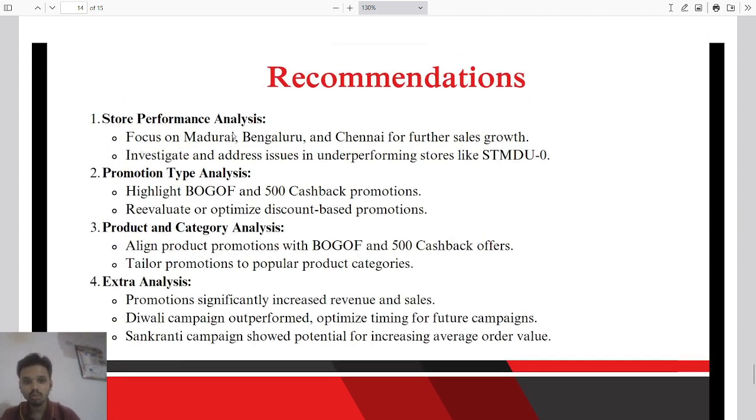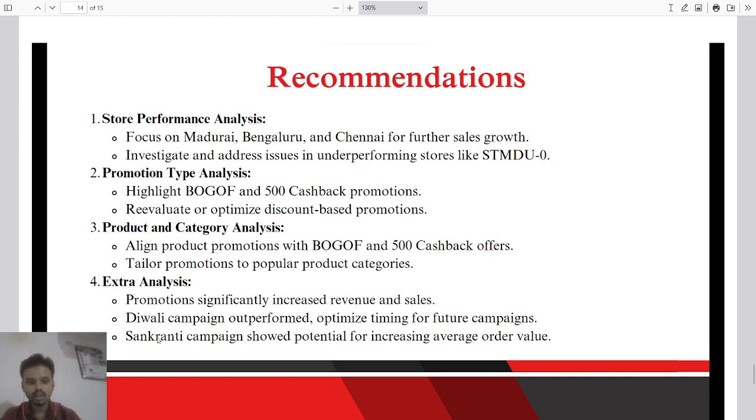The recommendations are focused on Madurai, Bengaluru, and Chennai for further sales growth. Focus on their stores and the top leading products so that these stores get more revenue and more sales in future. Promotion type analysis: we can see that we should highlight BOGF and 500 cashback promotions in upcoming campaigns so that more customers are attracted towards these stores and the revenue and sales increase. Product and category analysis: align product promotions with BOGF, the same thing as above.